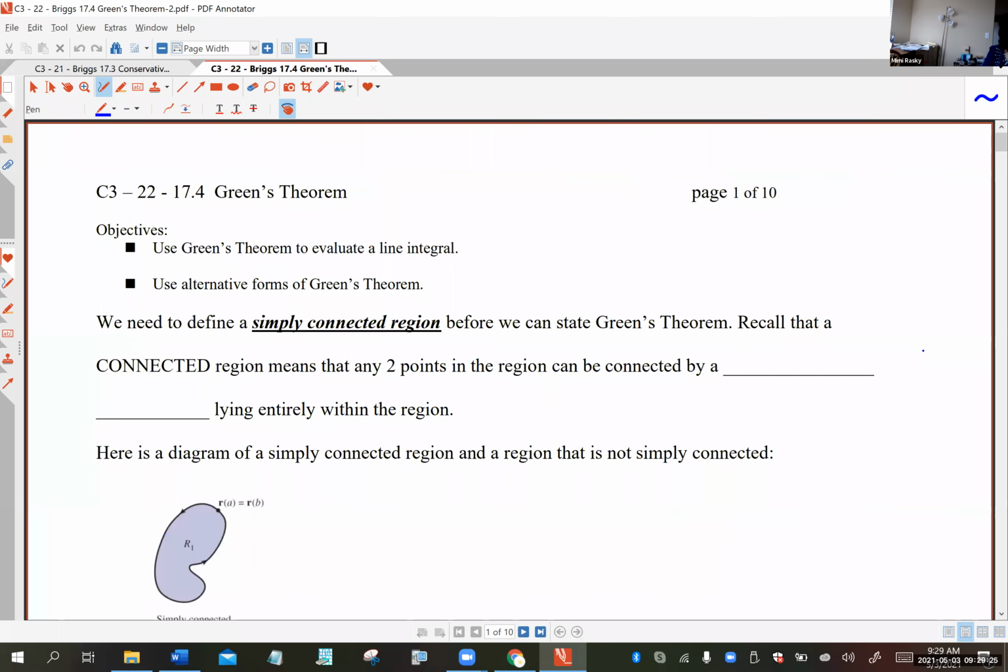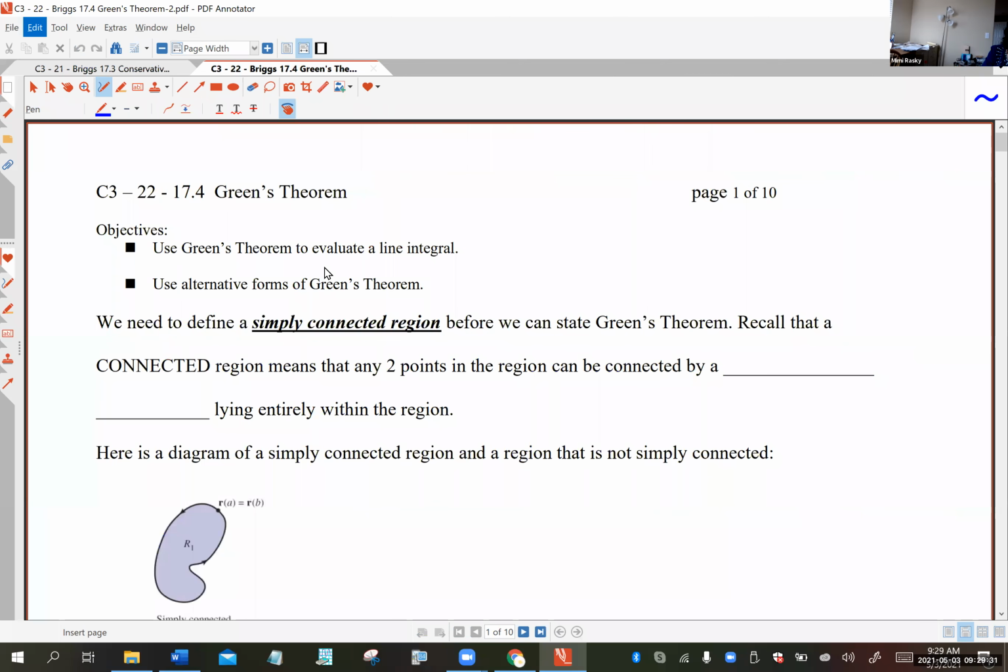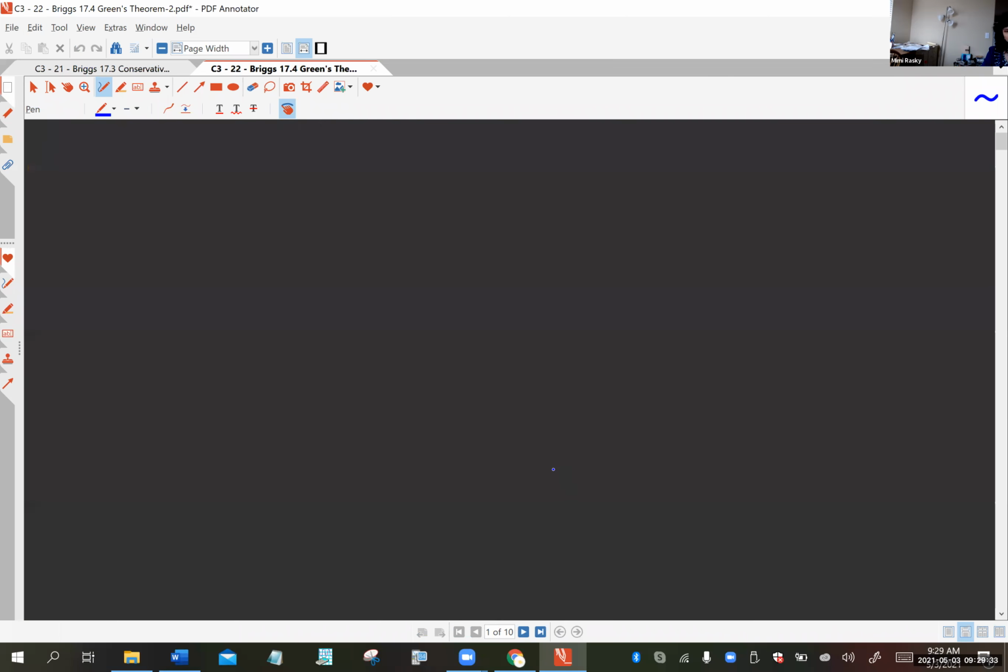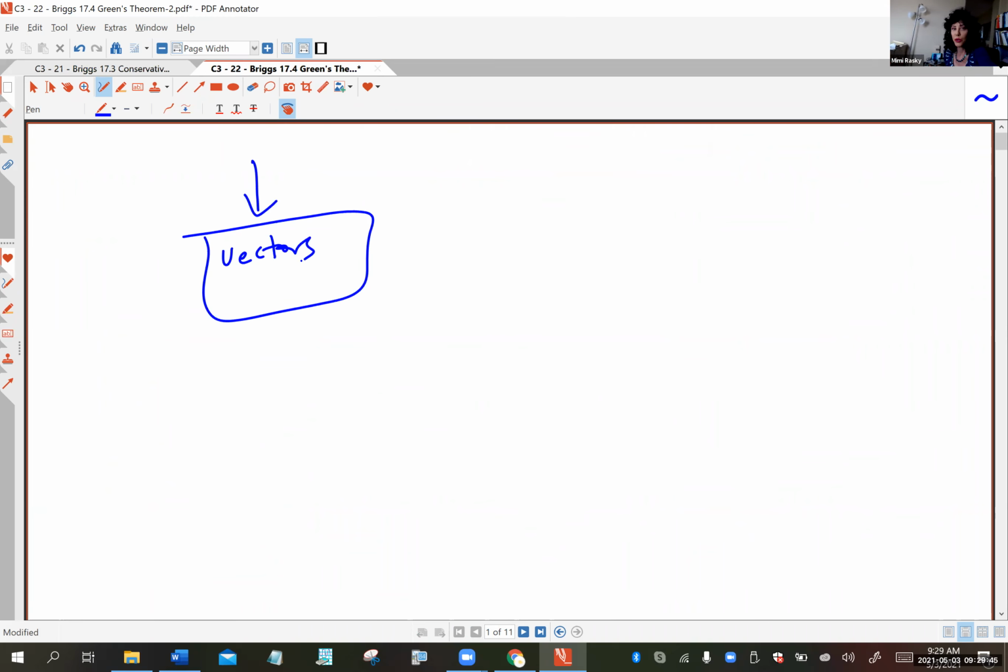So we're going to look at Green's theorem. Let me remind you that we're in the middle of doing the vector calculus portion of this whole class. If I go over all these modules, the first thing we did in this class was vectors. In the first couple weeks, we looked at what a vector is, how you take a dot product, magnitude, all that stuff.